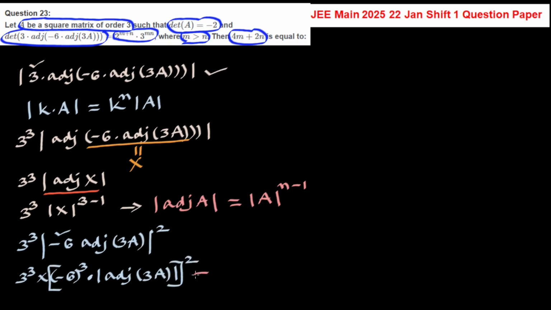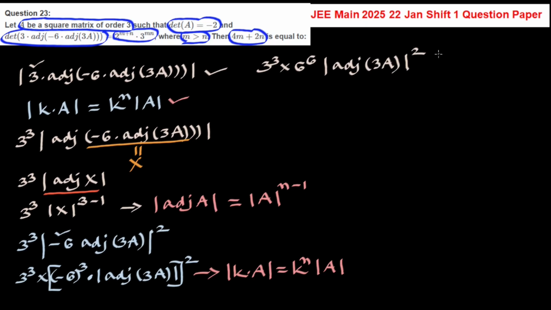This again is as per this rule. Determinant of k into matrix A is k to the power n, determinant of A. This will be 3 cube into minus 6 to the power 6, that will be 6 to the power 6, determinant of adjoint of 3A square. 3 cube into 6 raised to 6. Now this determinant of adjoint 3A square will be determinant of 3A to the power n minus 1, that is 3 minus 1, 2 and whole square.